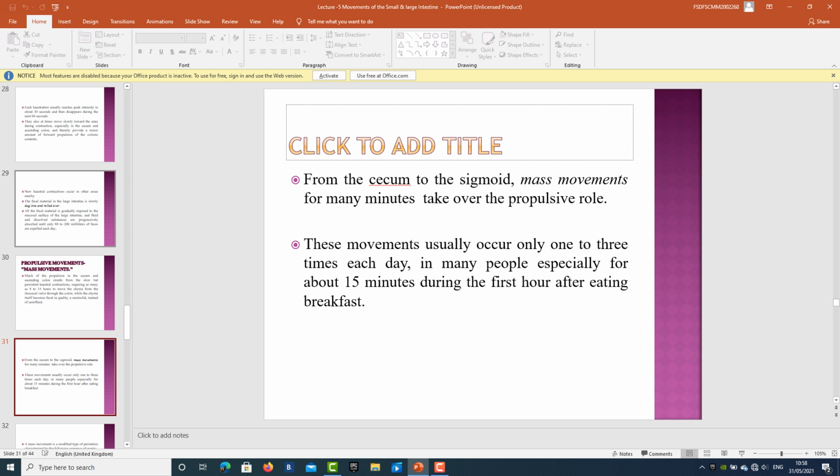From the cecum to the sigmoid, mass movements for many minutes take over the propulsive role. These movements usually occur only 1 to 3 times each day in many people, especially for about 15 minutes during the first hour after eating breakfast.